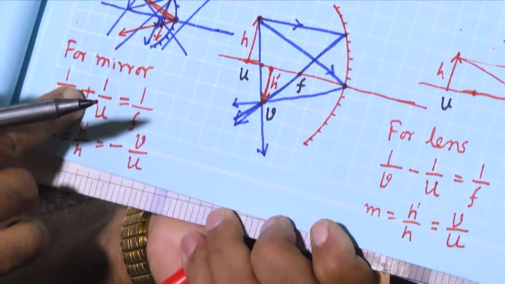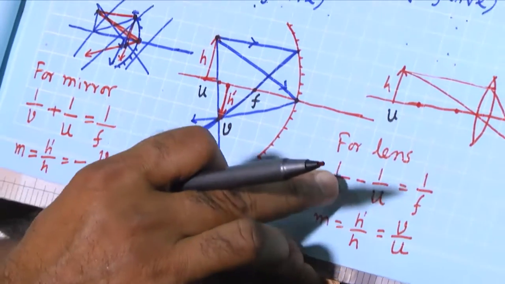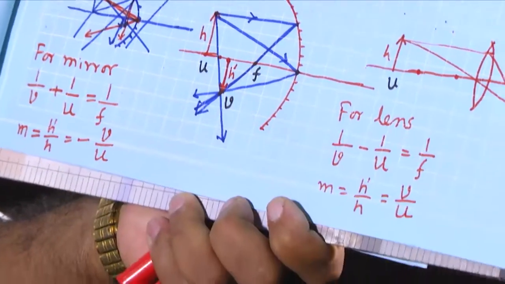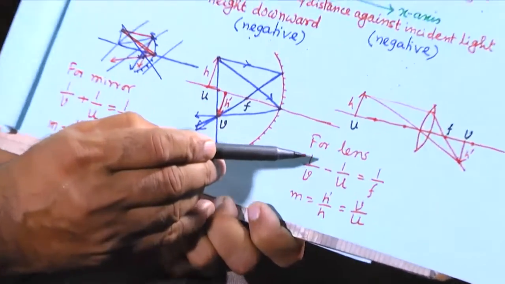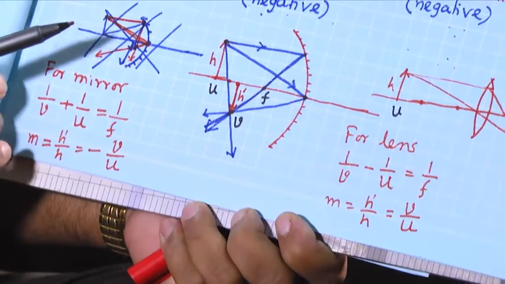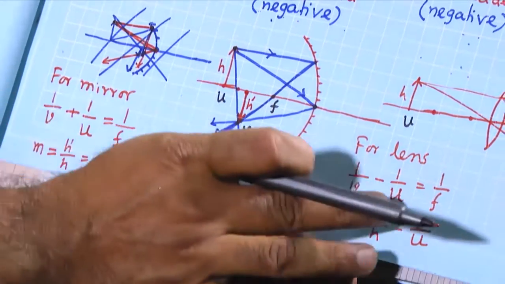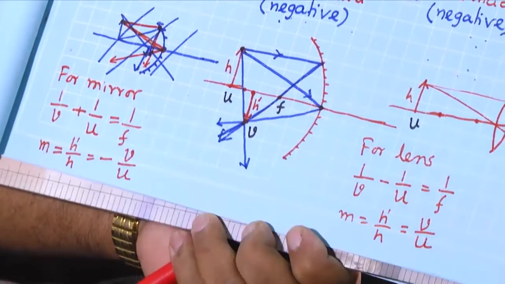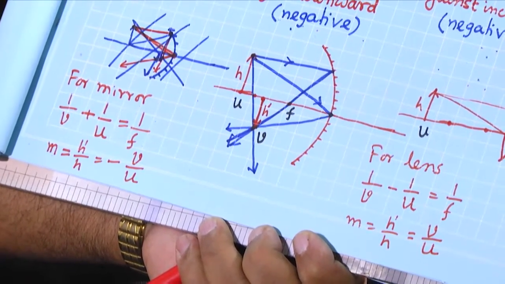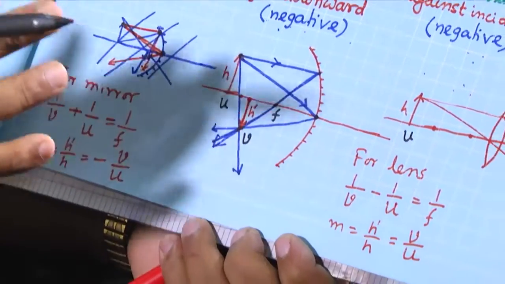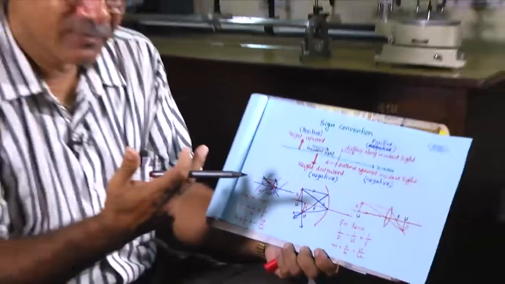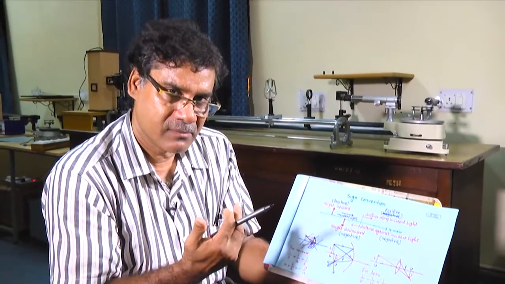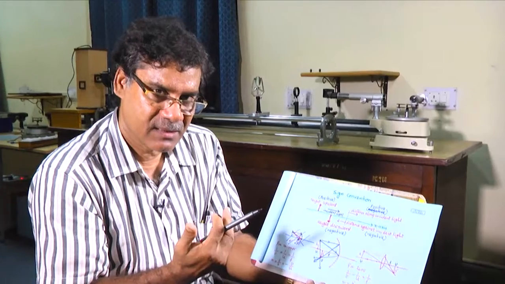Here it is plus 1 by V plus 1 by U, here 1 by V minus 1 by U. Okay. So, this difference is basically in sign. The relations are similar for magnification, and the lens and mirror relations are similar. So, basically if you follow the sign convention, then you can tell this.